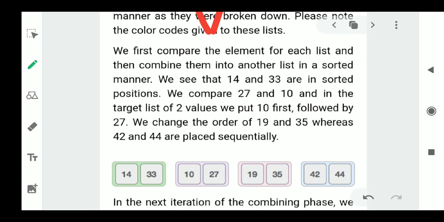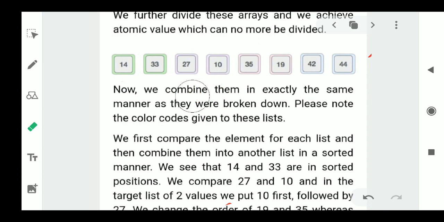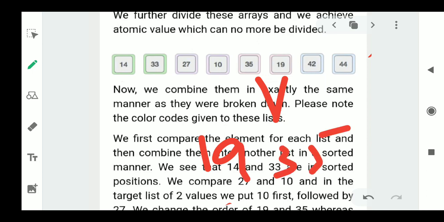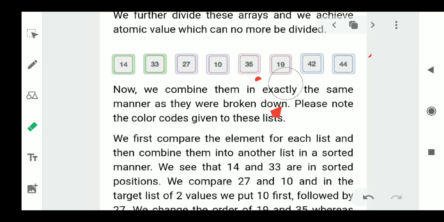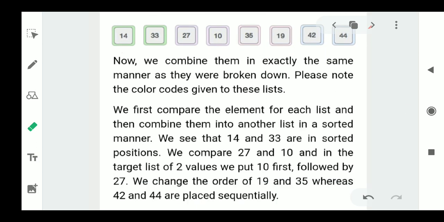So now both the values will come into the same list. 10 and 27 will be here. We have arranged it in the next list. Similarly, we'll compare 39 and 19. We'll sort both the elements because they are not in the order, right? So these two elements will be compared and taken into one list. This is how we are going to compare and take the elements into lists.